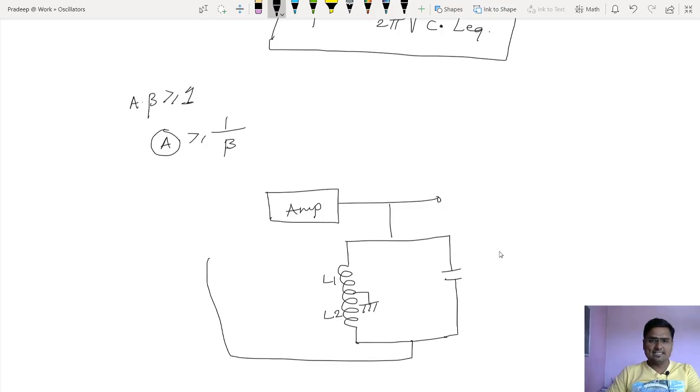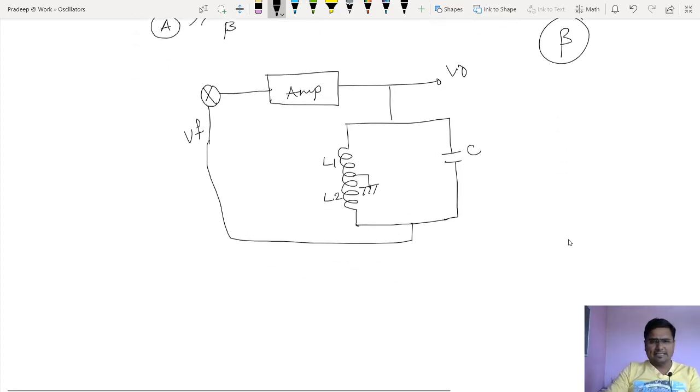What I will do, I will draw a mixer here so that I can show that this is my feedback voltage coming to the amplifier. Here it is the output voltage. This is capacitor C. That's what. Now see, the thing is, I'm interested in beta. That's my interest, beta.